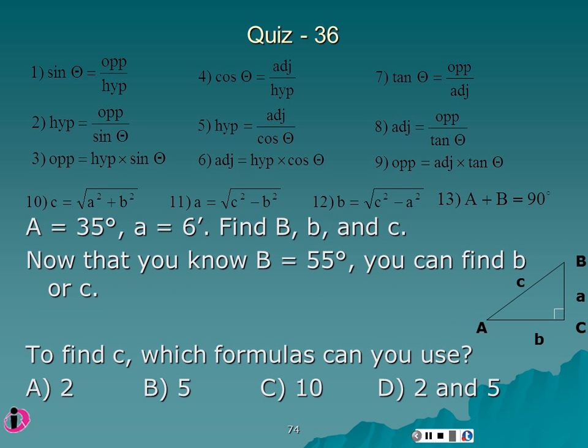Now can you find side b or side c? Let's say to find c, we are trying to find the hypotenuse, right? c is your hypotenuse. Can anyone tell me which formula we can use? Look at the formula numbers. You are trying to find the side c. Look at what you know. You know angle A, you know side a, you know angle B.